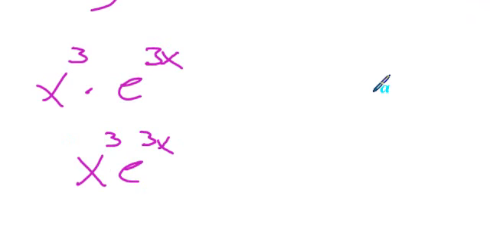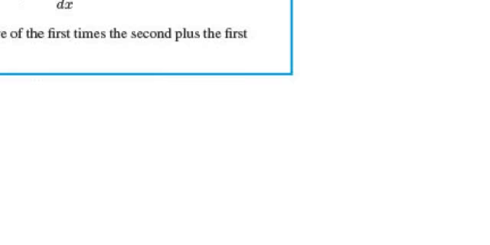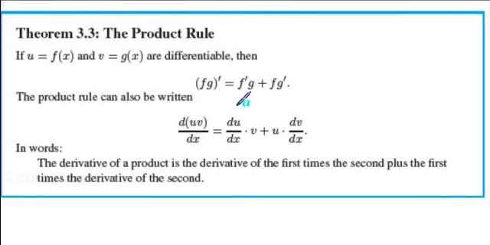And obviously the quotient rule is when we have a function divided by a function. So an example of that would be something like x cubed divided by e to the 3x. So we have a function divided by a function. So let's get right at it and take a look at an example. First we're going to talk about the product rule. Here's your rule for the product rule.